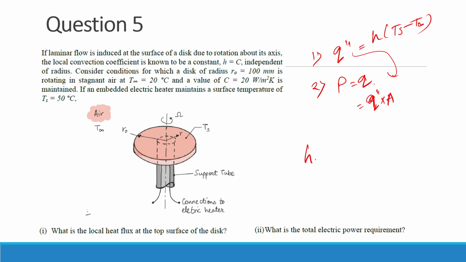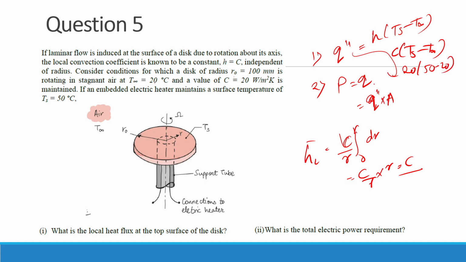You can verify this by integrating from 0 to r0 of h dr, where h is nothing but constant c, upon 1 upon r. So this will become c by r into r, so it will be c. The overall heat transfer coefficient will be c, so the flux becomes c times Ts minus T infinity. The value of c is given as 20, Ts is 50, and T infinity is 20. So it will become 20 into 50 minus 20, which is 600.